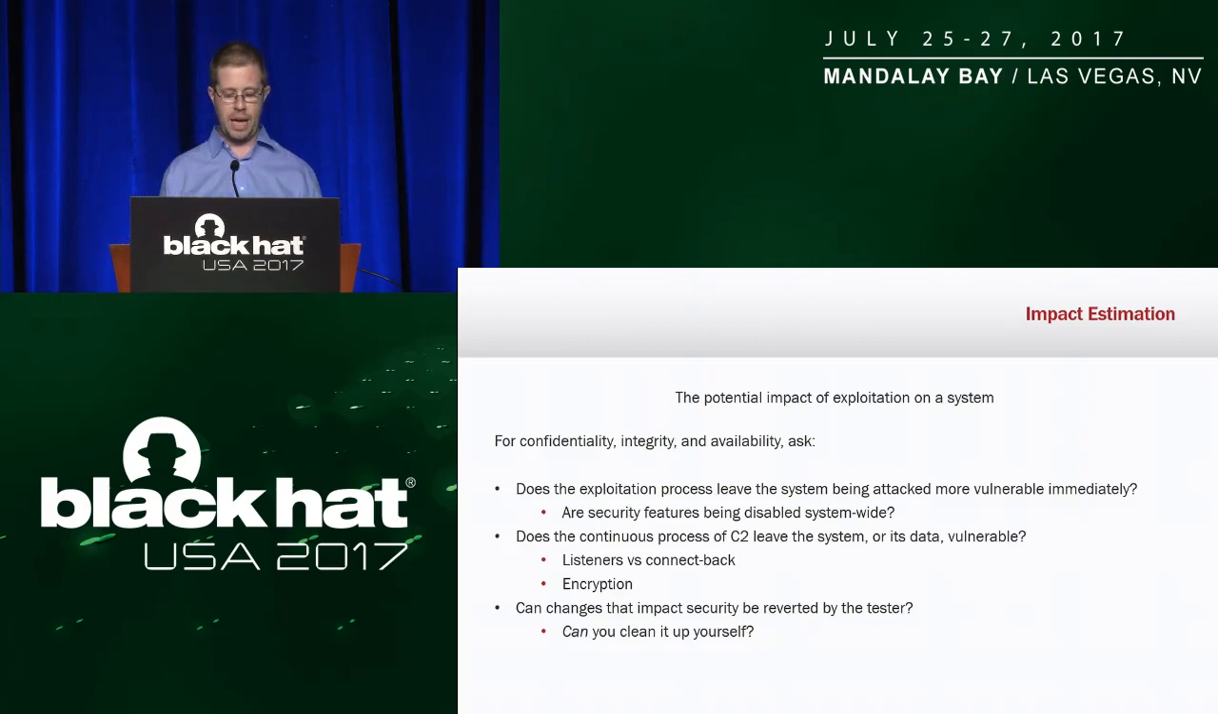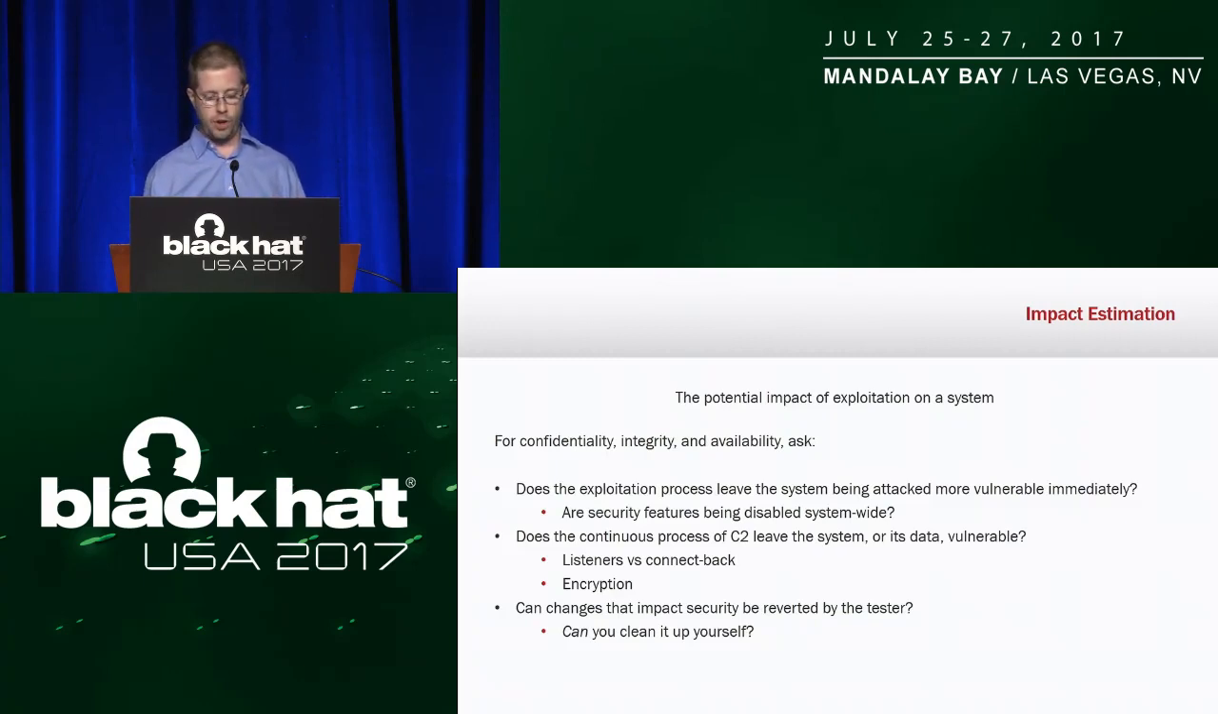Understanding the impact of your tests on the system means asking: does the exploitation process leave the system being attacked more vulnerable immediately? Have you immediately taken down some restrictions, like you've jailbroken something and now it doesn't have any mitigations in place, or now everybody's a root user, that sort of thing? Have you disabled that security? And does the continuous process of command and control of that compromised system leave the system or its data vulnerable? So how do you communicate with that system? How do you control it?